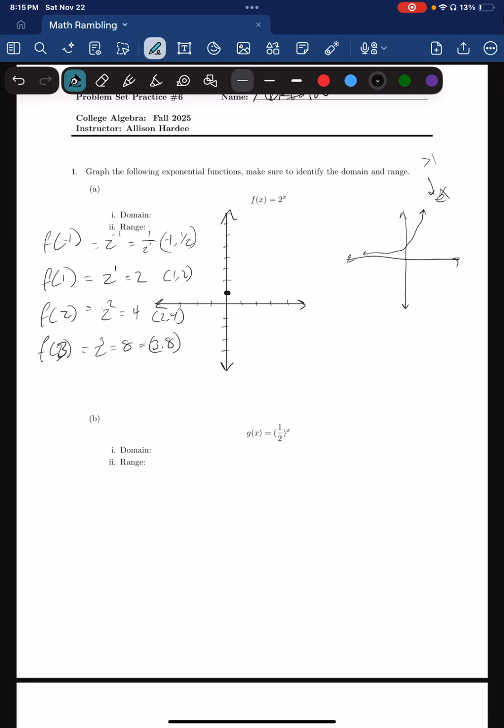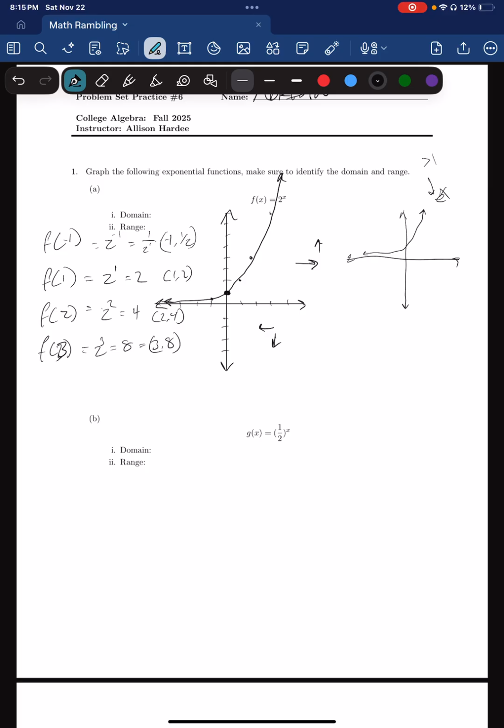Okay, let's start plotting these. So (-1, 1/2) is right there. (1, 2) is there. (2, 4): 1, 2, 3, 4. Then (3, 8): 1, 2, I think that looks right. Okay, and I know as we keep going this way, our numbers are going to get bigger, and as we keep going this way, our numbers are going to get smaller. So let's just plot that out. What is that line? Okay, that looks good.